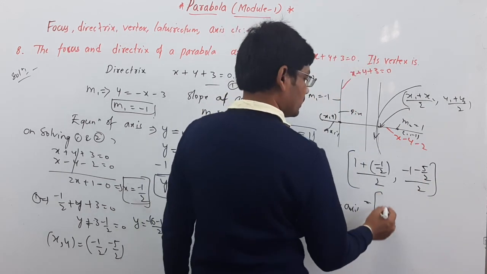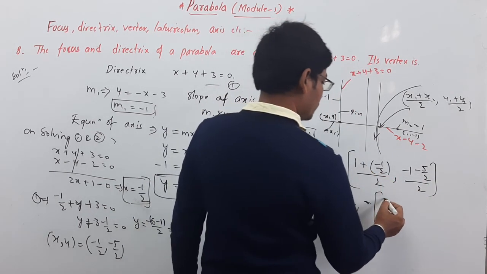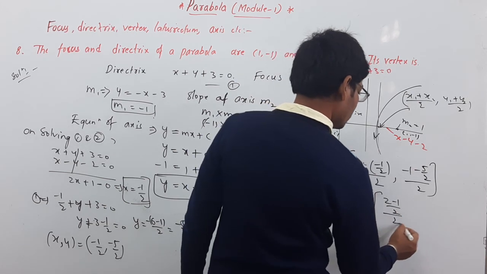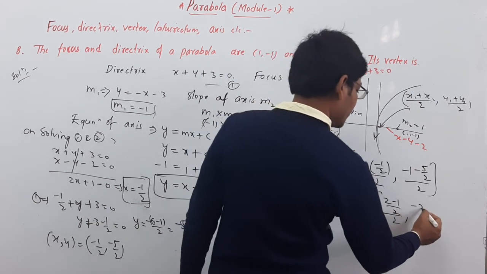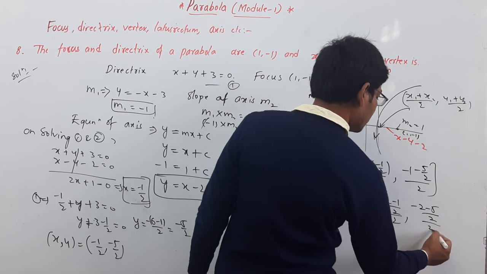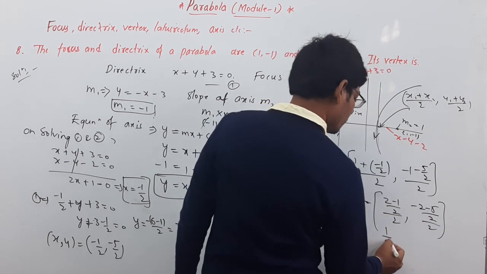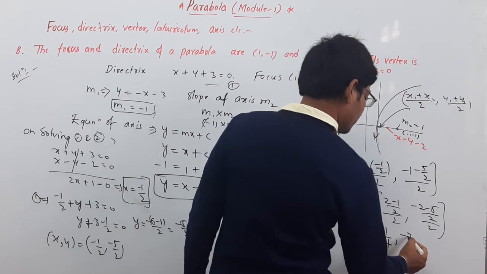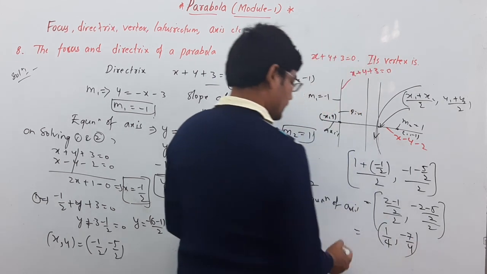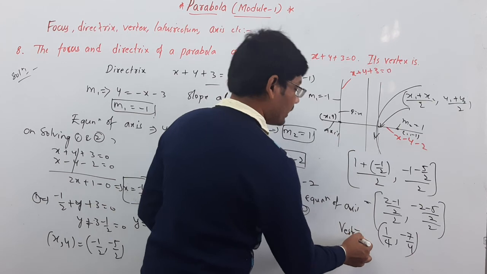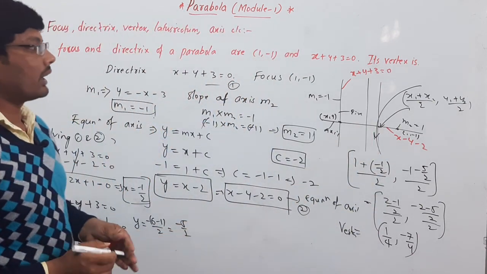Let's solve this one. If you take LCM, (2 minus 1)/2 divided by 2, and (minus 2 minus 5)/2 divided by 2, giving 1 by 4 and minus 7 by 4. This is the vertex of the parabola here, and understand clearly.